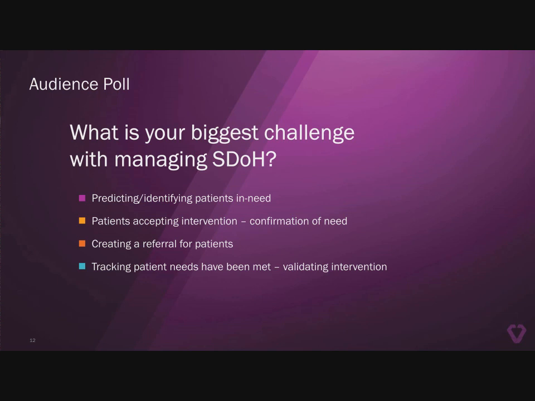But would love to see from the audience, when you think about social determinants, what are your biggest challenges in actually activating a social determinant of health program? Our options here are predicting and identifying patients in need, patients accepting the actual intervention and a confirmation of need, creating a referral for patients and actually driving through that staffing or placement around that particular need, and then being able to actually validate that the intervention was successful or requires additional support. So we'll take a moment for all of the responses to come in here.